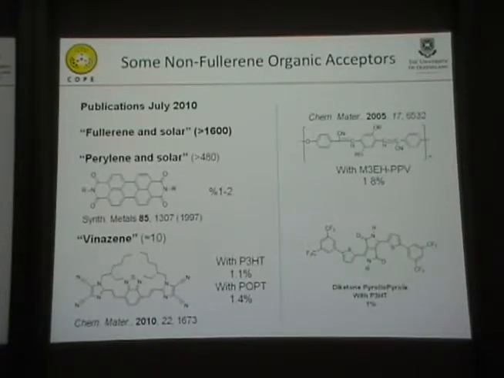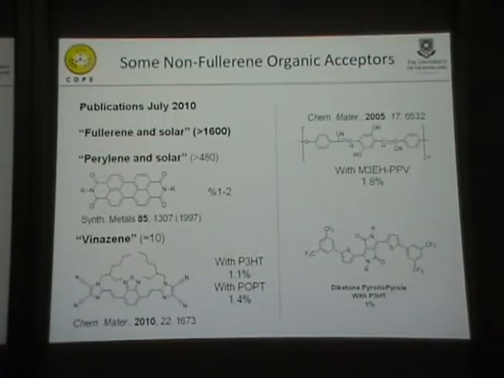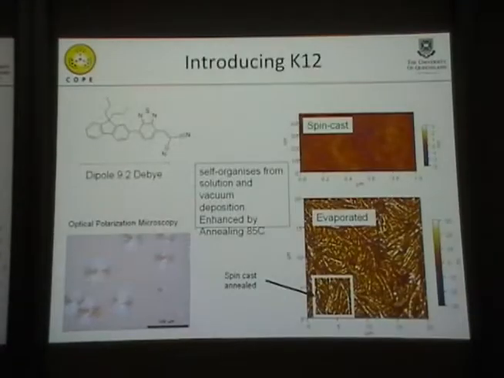But there have been other attempts at non-fullerene acceptors, mostly perylenes and their derivatives, and it has resulted in efficiencies between 1% and 2%. There's a handful of quinacridones and their derivatives, and they've achieved about 1.1 to 1.4%. And there have been polymeric acceptor materials, which are a bit higher performing, about 2%, and some diketopyrrolopyrrole acceptors that have achieved about 1% with P2H2. So today I'm going to introduce our acceptor material, K12.